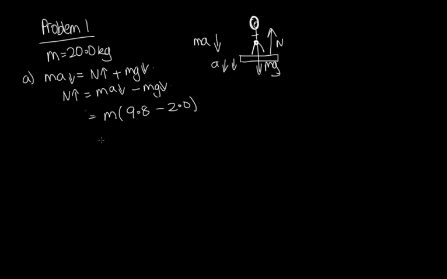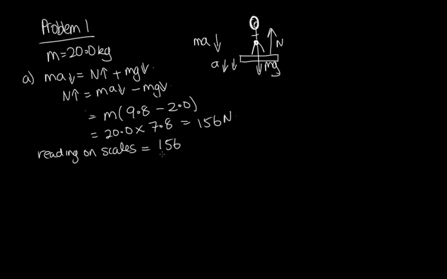We're given the a in the question. And so this is equal to 20.0 times 7.8, which is equal to 156 newtons. And now in order to get the reading on the scales, rather than reading off as a force, the scales actually read off as just a mass. So we have to divide this by g, or 9.8. So this is 156 divided by 9.8, which gives us 15.9 kilograms on the scales.